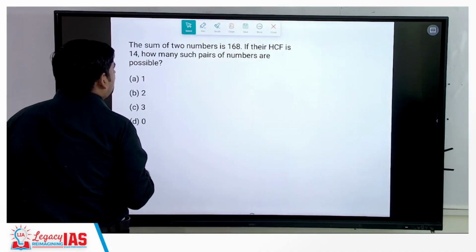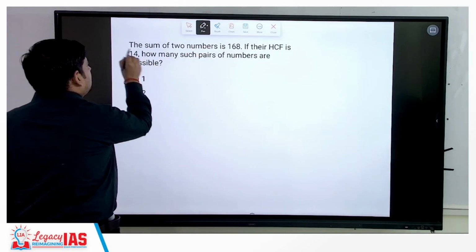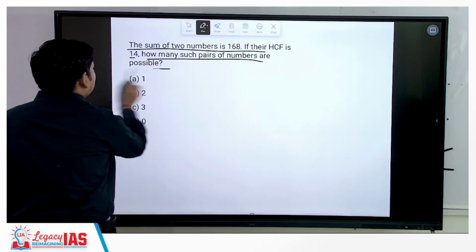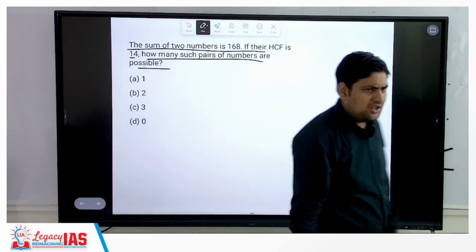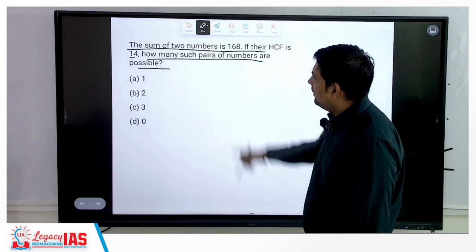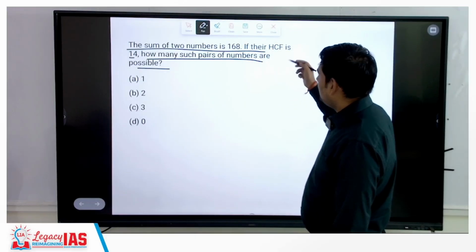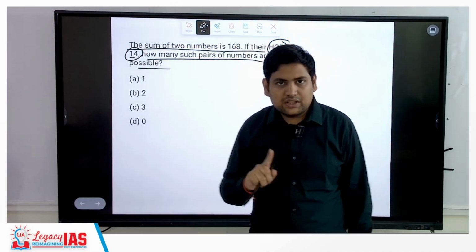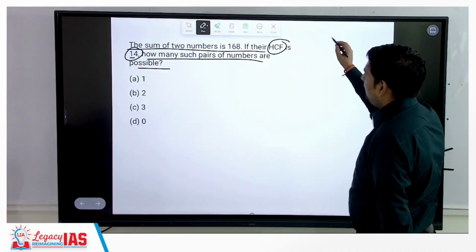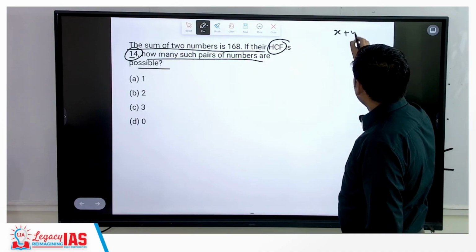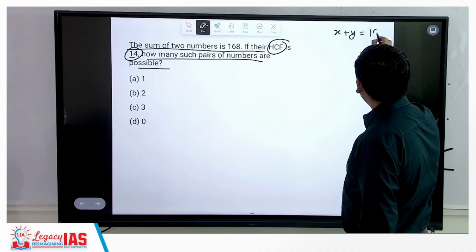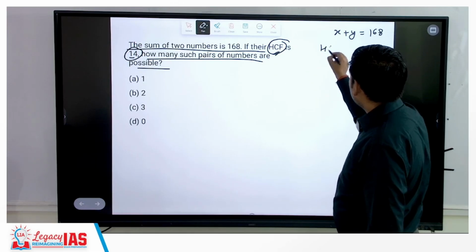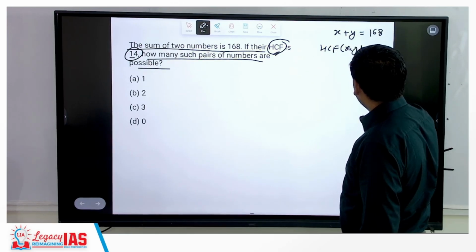The sum of two numbers is 168. If their HCF is 14, how many such pairs are possible? This is a traditional question. It should have been done by most people. The sum of two numbers is 168. Their HCF is 14. Whenever the HCF of two numbers is given, how do you write them? Let's say the two numbers are x and y, and their sum is 168, but it is given their HCF is 14. That means HCF of x and y is 14.